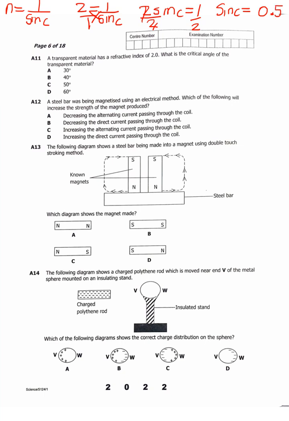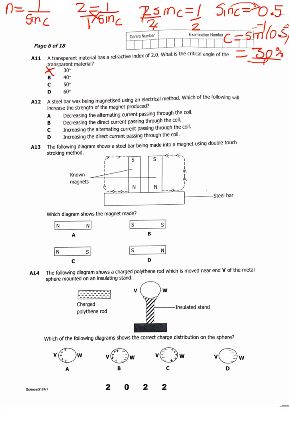0.5. So now we need to find the inverse of sin C. We shift the sine to the other side, giving us C, the critical angle, equal to sin inverse of 0.5. We can go on a calculator, or we know the inverse sine of 0.5 is just 30, but let's look at the calculator. So we press shift, then sin 0.5. I'm getting the value of 30 degrees. So that is the critical angle. So our answer here is A.